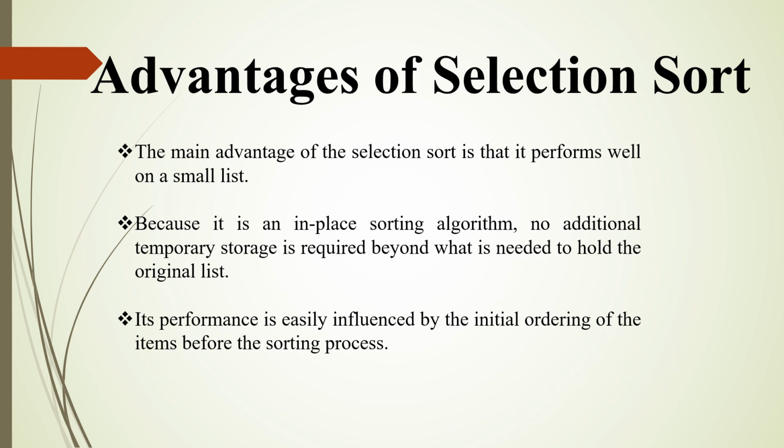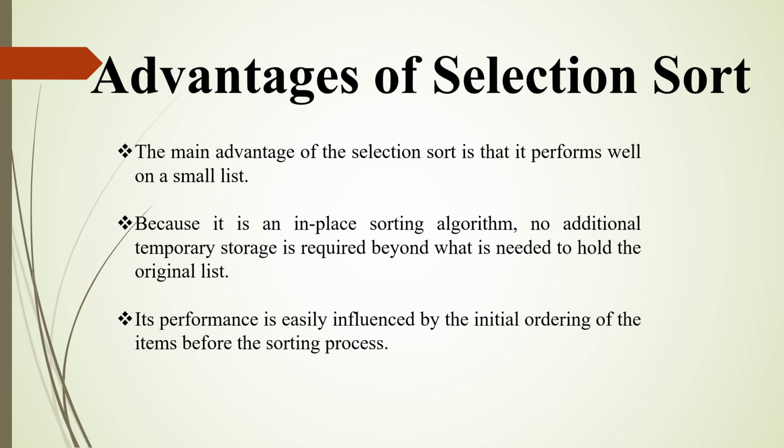Selection sort has its own advantages. The main advantage of selection sort is that it performs well on a small list. We can sort the data of a small list in a much better way because it is an in-place sorting algorithm. So in this algorithm, we swap the element with the first position location element. So no additional temporary storage is required while sorting the data in ascending or descending order using the selection sort technique.